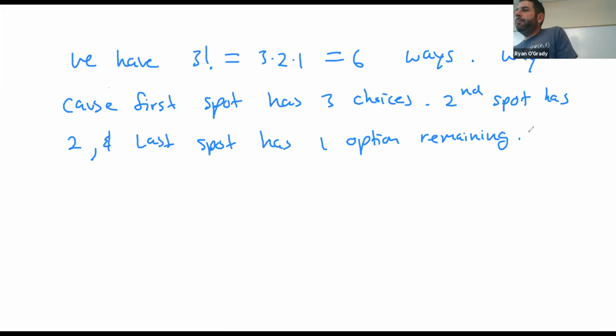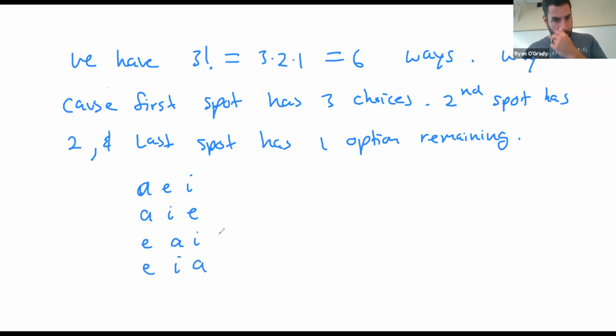So what are they? Let's list them real quick. So the first way would be like A, E, and I. Then you could do A, I, E. Then you could do E, A, I. You can do E, I, A. And then the other 2 would be I, A, E, or I, E, A. 6 total options. Does anybody have a question about this?